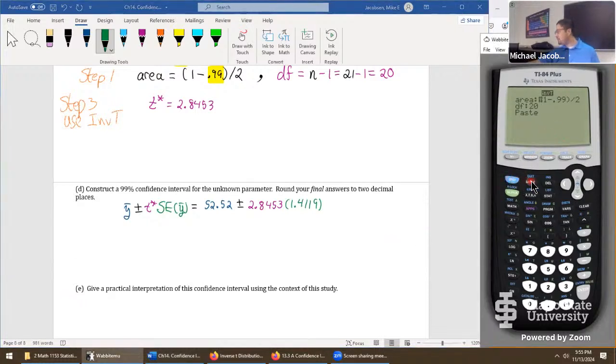We go back to the calculator, put in the first value with a minus, 52.52 minus 2. Oh, I forgot my minus key. Let me try again. Minus 2.8453. Multiply it. I'll use parentheses to indicate multiplication. 1.4119. Okay, so this should be my lower bound since I used minus. To two decimal places, that's 48.50.